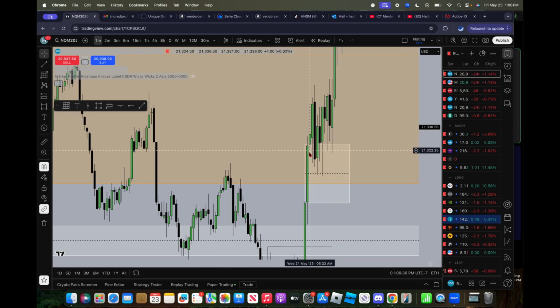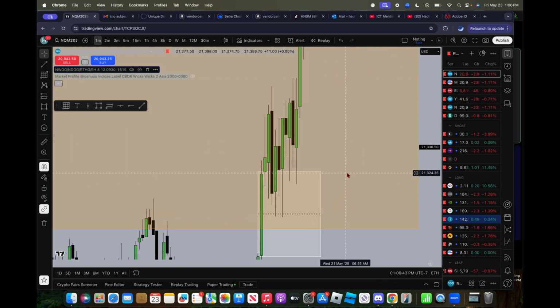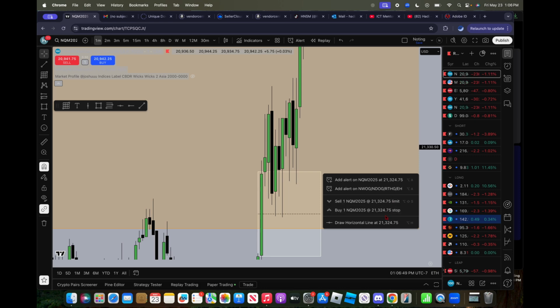But if you're just looking at a fair value gap and you know that this fair value gap's going to hold up, as soon as the fair value gap gets created, you want to put your limit order at the fair value gap high plus 1-2 ticks.